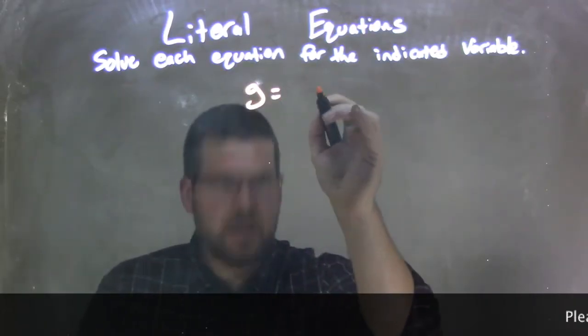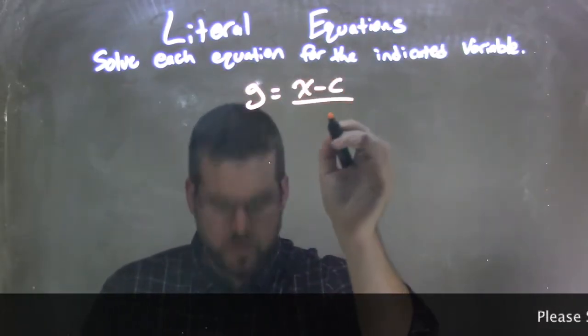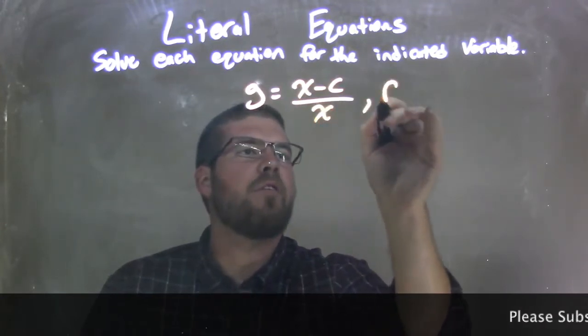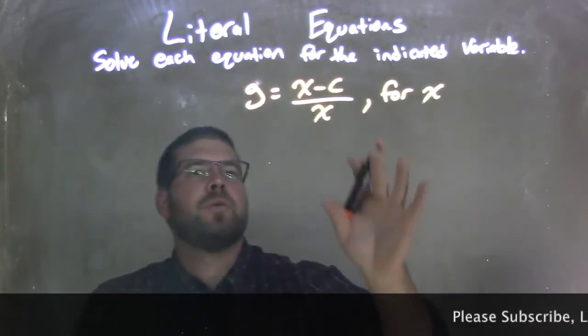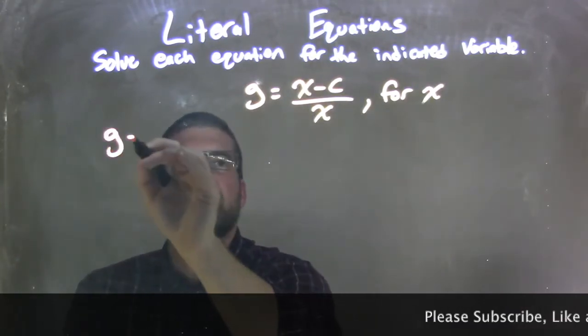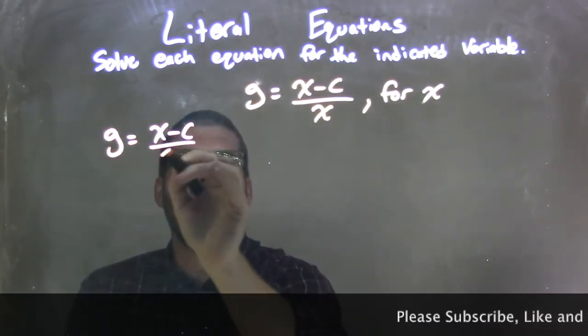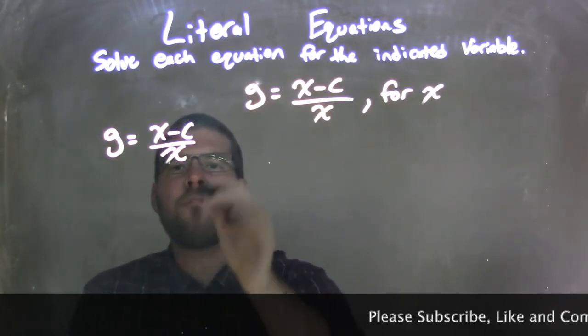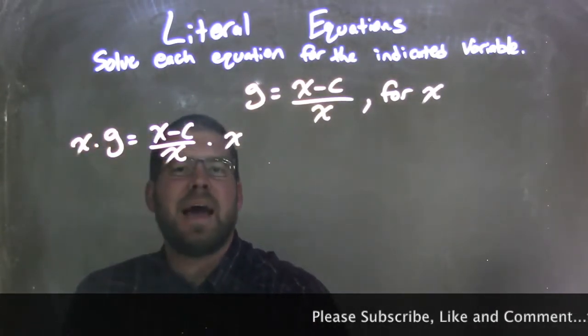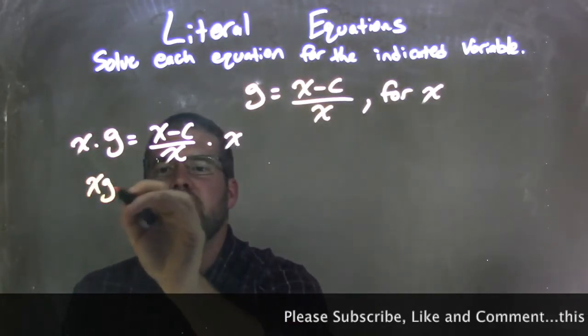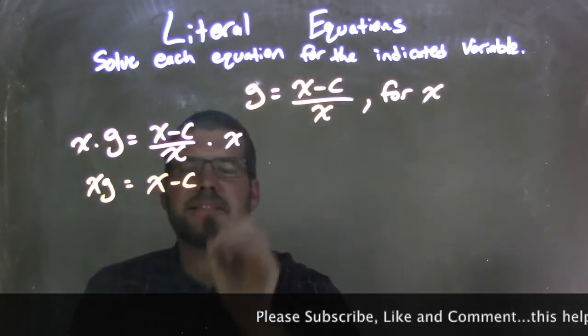g equals x minus c over x, and we're going to solve that for x. All right? Well, what I need to do is rewrite it over here. So g equals x minus c over x, and we're solving for x. My first step is to get x out of the denominator. To do that, I'm going to multiply both sides by x. That gives me an xg on the left equals an x minus c.